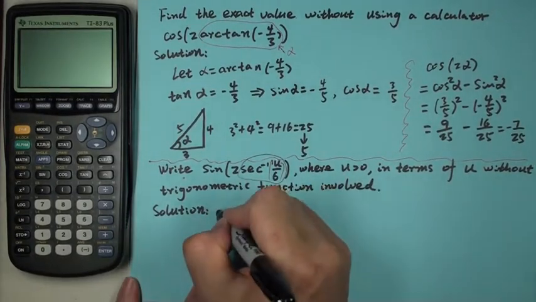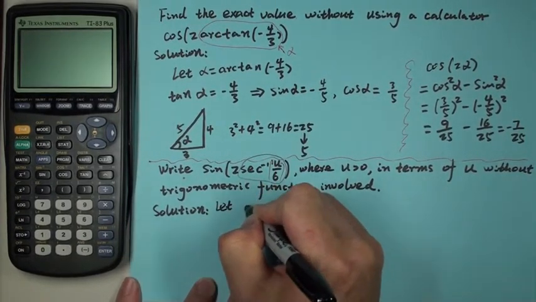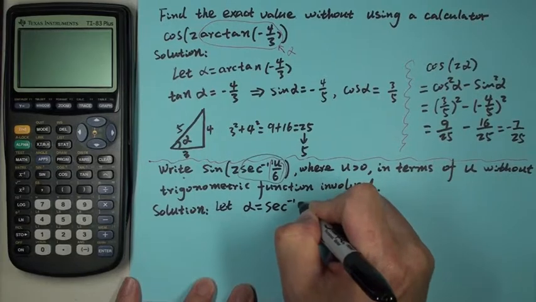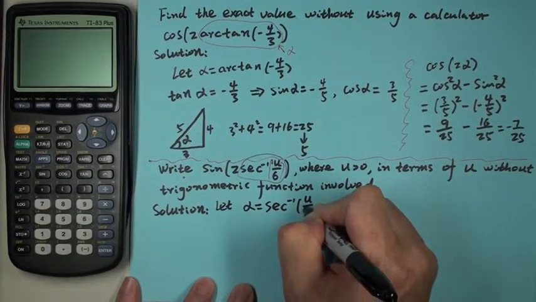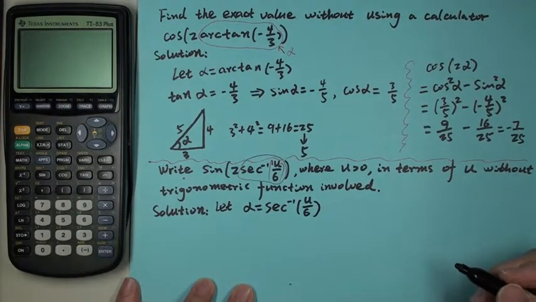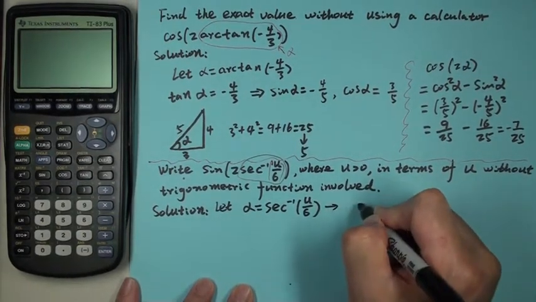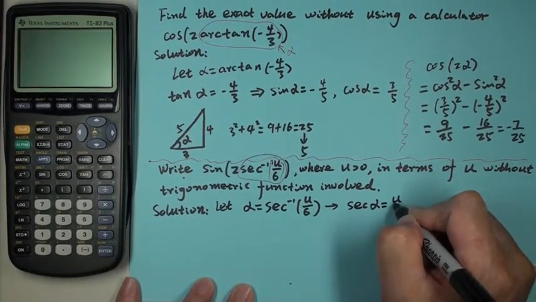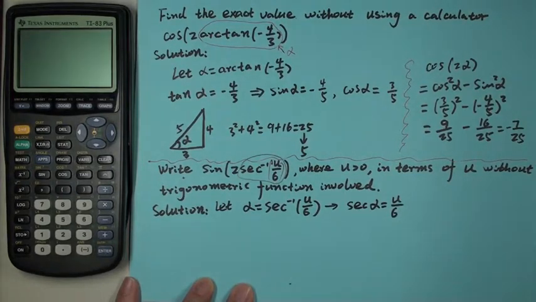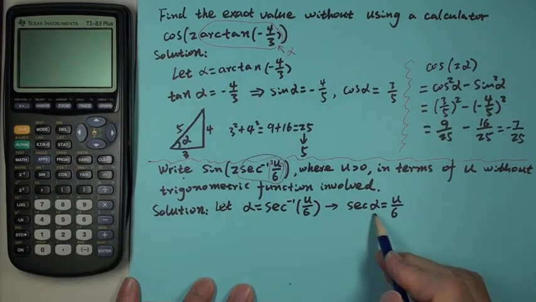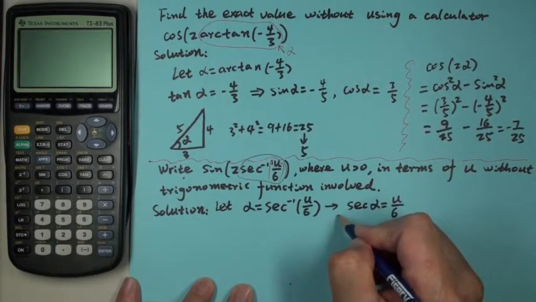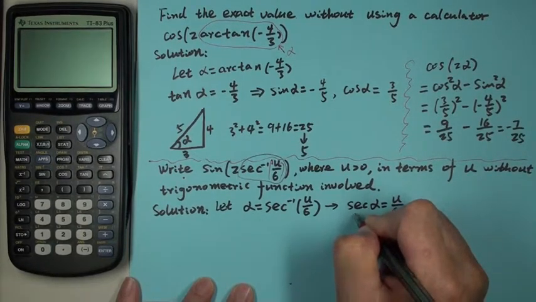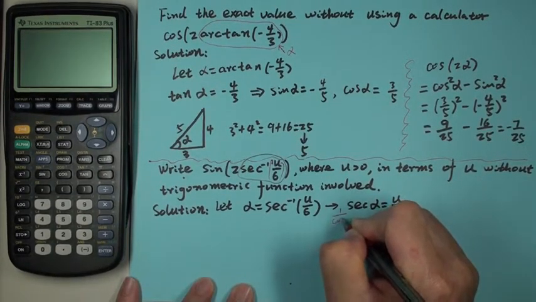So what we like to do is we let alpha equal secant inverse u over 6. Okay, then immediately what we can get is what? Secant alpha is u over 6. Okay, again, secant alpha is, I want to write in the red pen, secant alpha is 1 over cosine alpha.